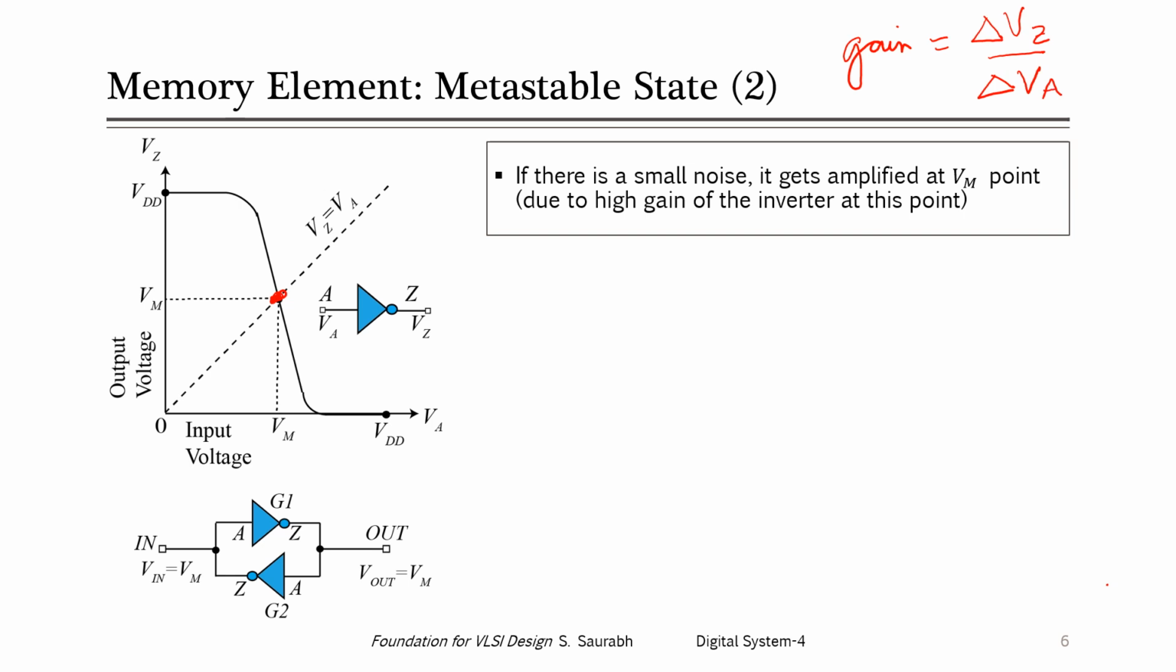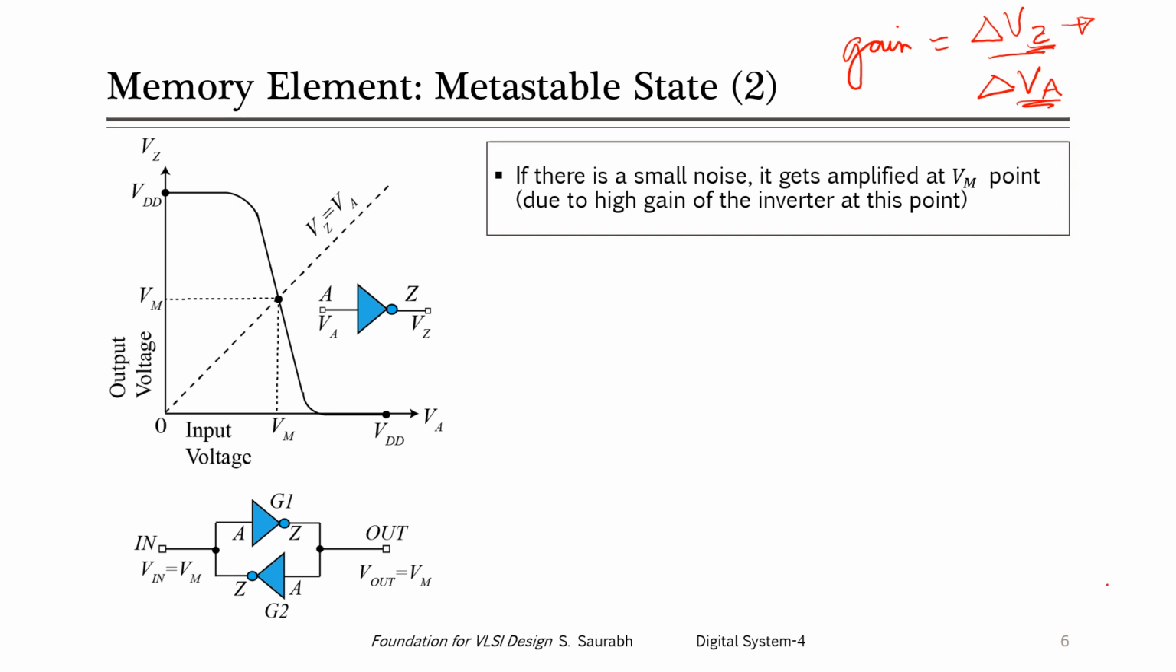What this means is that gain is the change in the output that is accomplished by a change in voltage at the input. Delta Vz is the change in the voltage at the output, and delta Va is the change in the voltage at the input. At this particular point, the slope is steep, meaning that if we make a small change in Va, there will be a large change in Vz. Therefore we are saying that at this point, the gain of the inverter is pretty high.